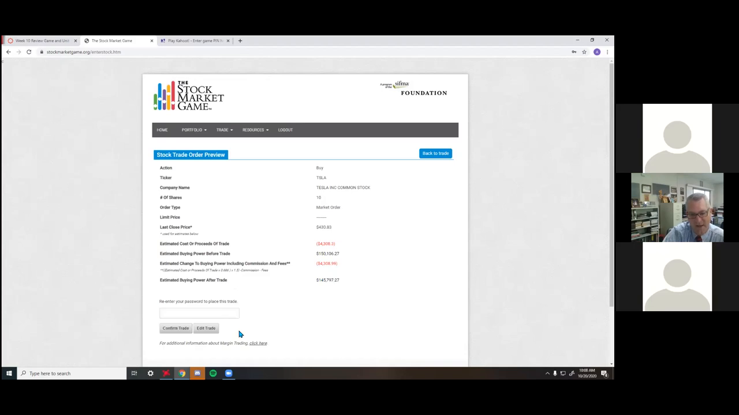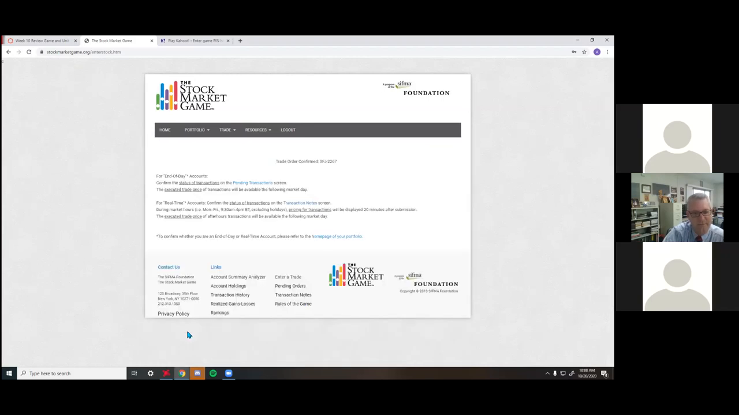You have $100,000. It's only going to cost you $4,000. Then in the spot right there, you're going to put your password in and then confirm trade. And that's it. Trade is confirmed. So your group's got to do one more trade. Of a different stock, right? Of a different stock, correct. Okay, sounds good. Thank you for your help. All right. Yep, you bet. We'll see you guys next week. Okay, bye. Bye.